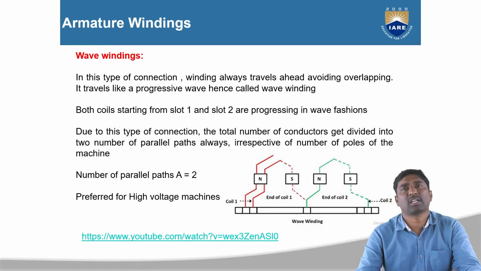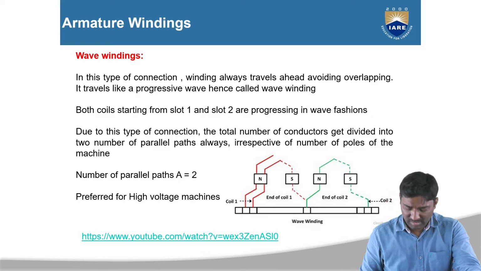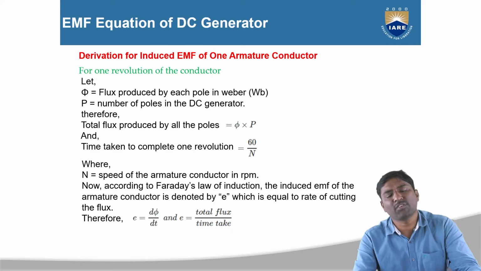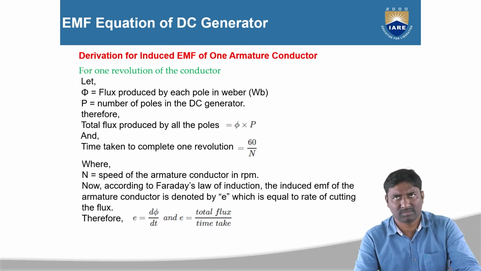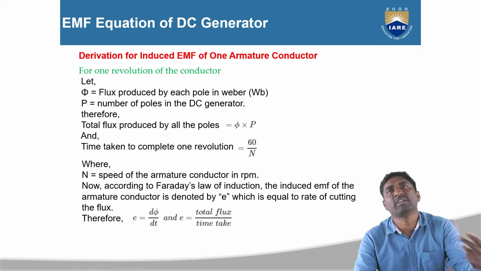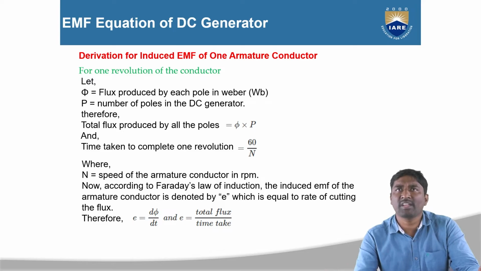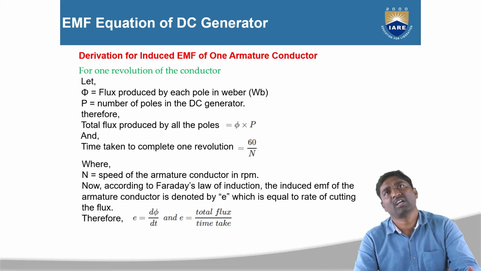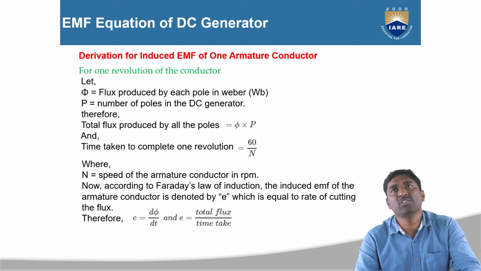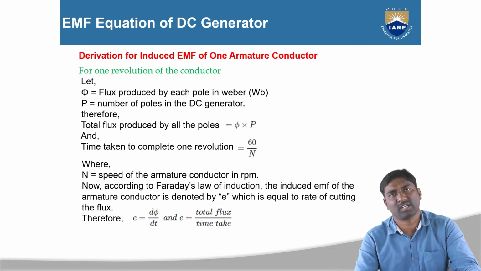So the next topic is derivation for induced EMF of one armature conductor. We need to derive the EMF equation of the DC generator. Before deriving the EMF equation of the DC generator, we need to derive the induced EMF of one armature conductor.